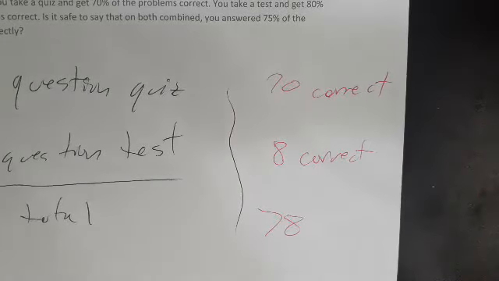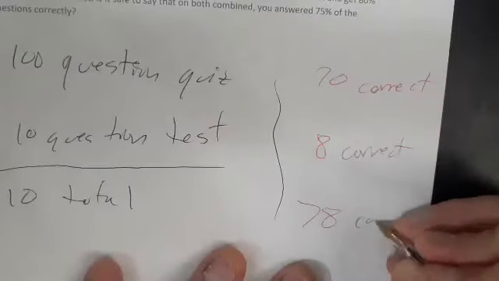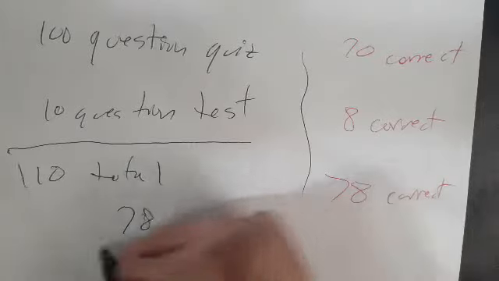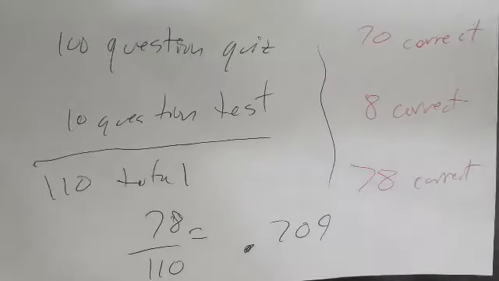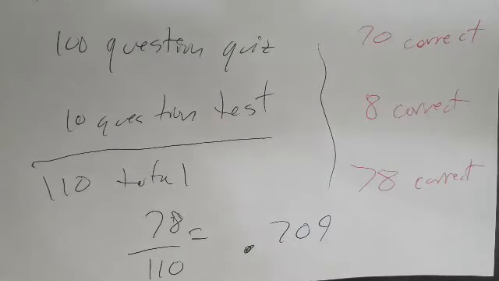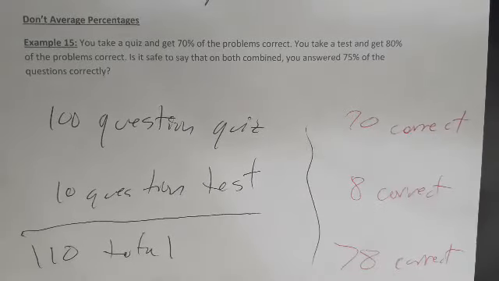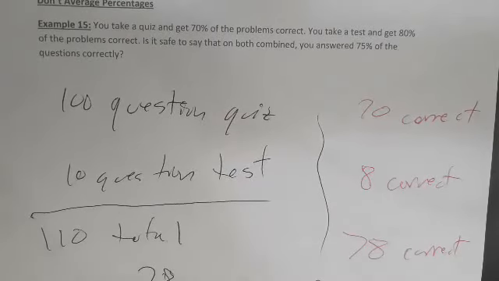And you could probably already tell. Well, maybe not, this is a little confusing. But I got 78 correct total out of 110. So 78 out of 110 is going to give me 0.709. So that is almost 71%, right? That is nowhere near the 75 that they got by averaging these two things together. And so in general, we don't average percentages.